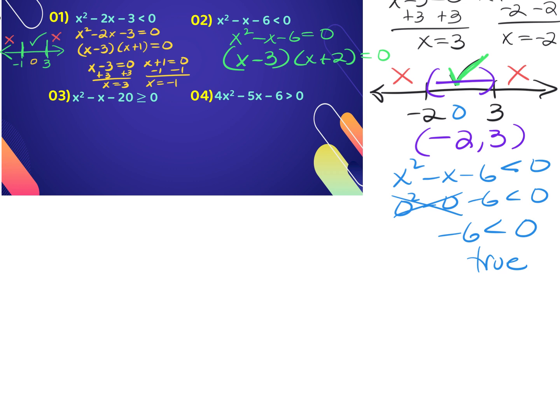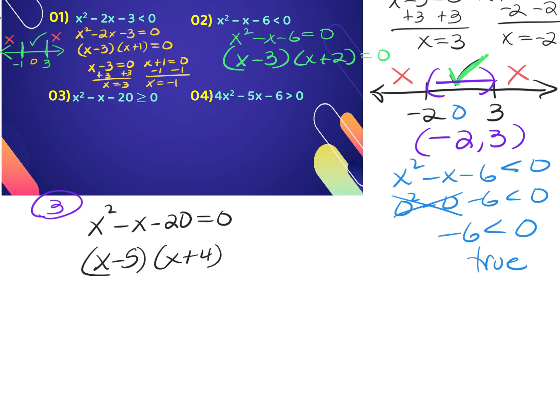So for number 3, let me just write it down here in the white area. Okay, so for this one, x squared minus x minus 20. It already has a 0 there, so I'm going to set it equal to 0 to get the breaking points on my number line. I'm looking for factors of negative 20 that will give me a negative 1, and that will be a negative 5 and a positive 4. When it's the simple trinomials like this, you don't have to go through the whole process of factor by grouping. If you choose, you can.